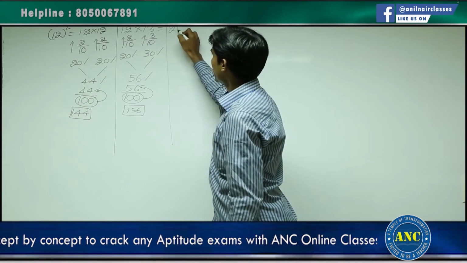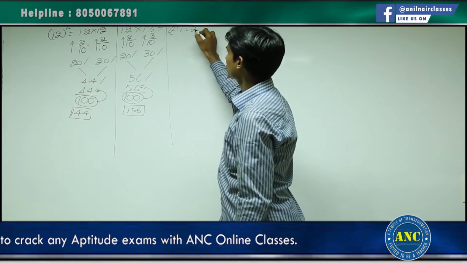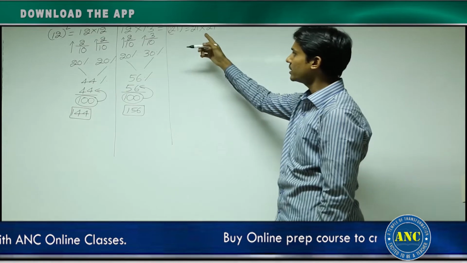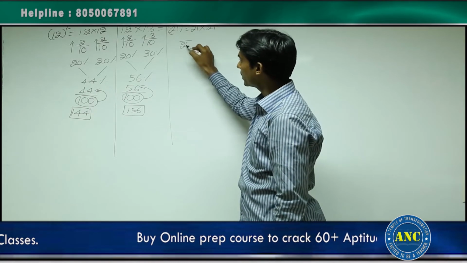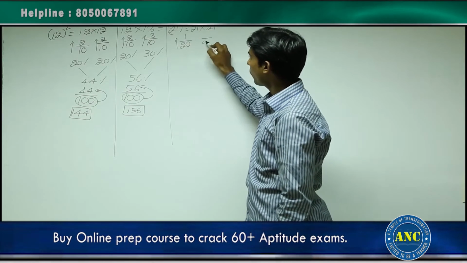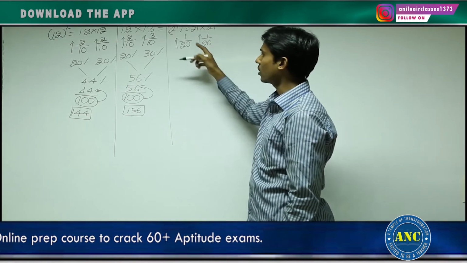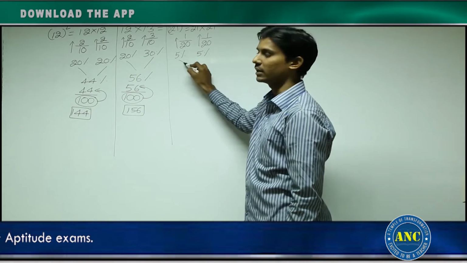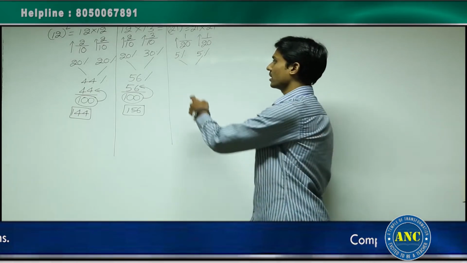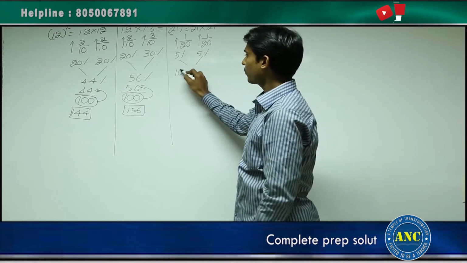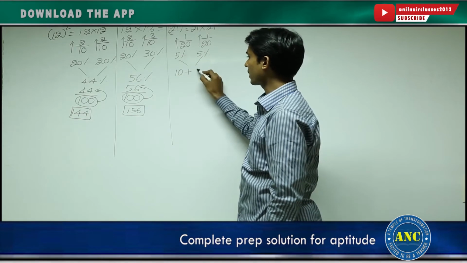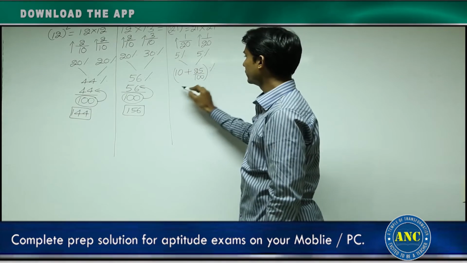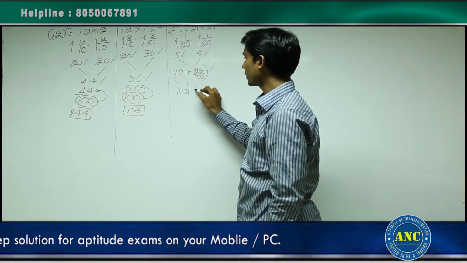See here. 21 square. 21 square is nothing but 21 into 21. 21 is nothing but from 20 there is an increase of 1. Here also there is an increase of 1 upon 20. 1 by 20 is nothing but 5%. This is also 5%. If I apply successive percentage, 5 plus 5 is 10, plus 5 into 5 by 100, that is 25 by 100%. This becomes 10 1 by 4%.